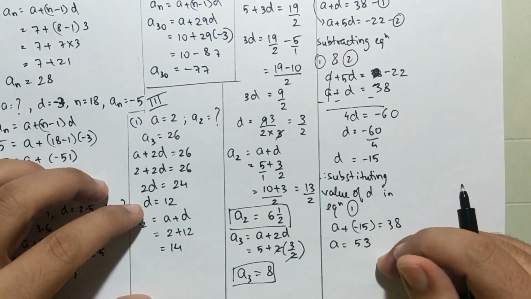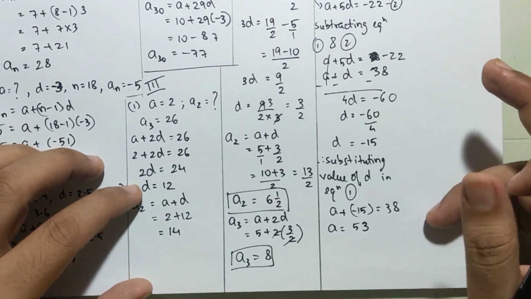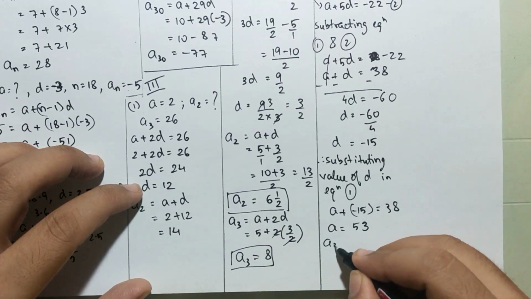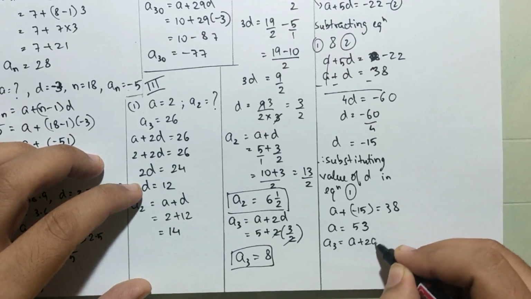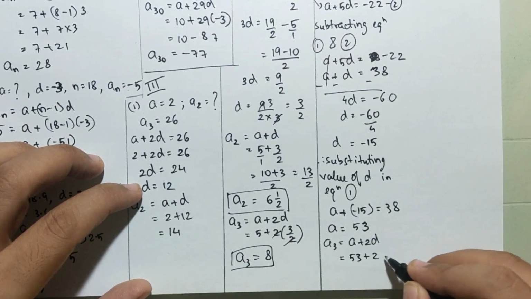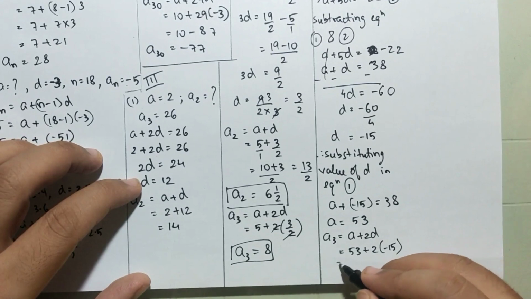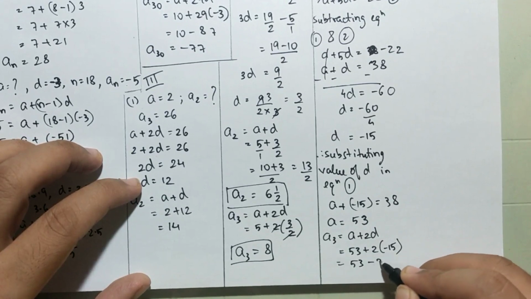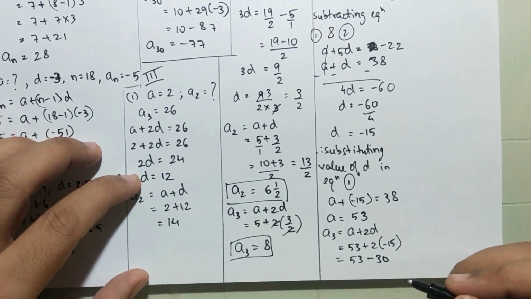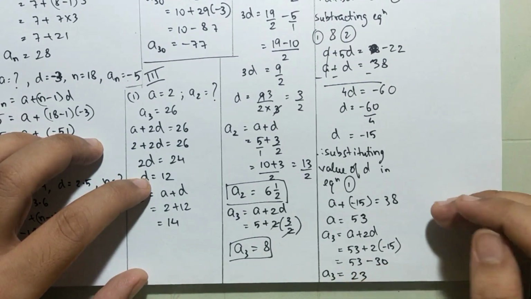Now we got A, we got D. We have to find the third term, fourth term and fifth term. So the third term is A plus 2D, that is 53 plus 2 multiplied by minus 15, that is 53 minus 30. 53 minus 30 is 23. This is the third term.